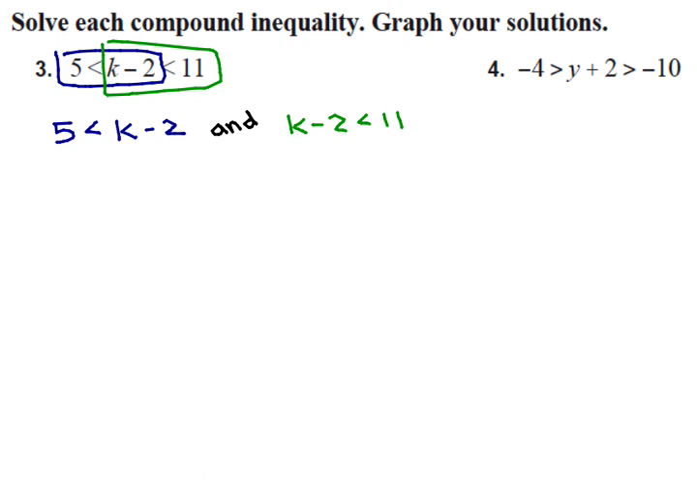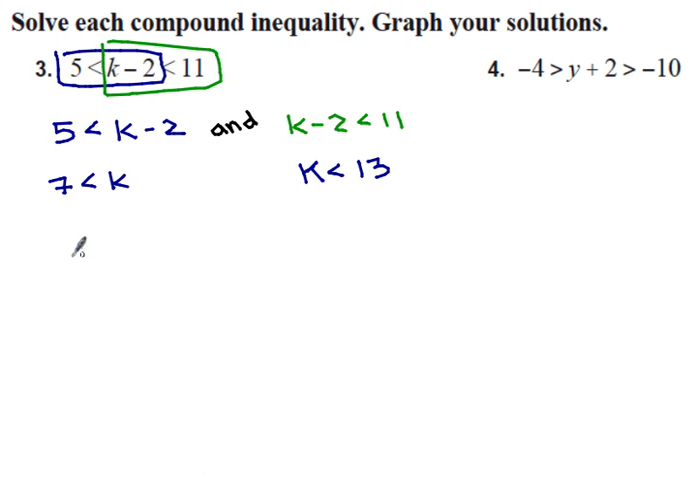Okay? So if we're solving these two equations, we'll add 2 to both sides. So 7 will be less than k. And k is less than 13. All right, so there's our and situation.